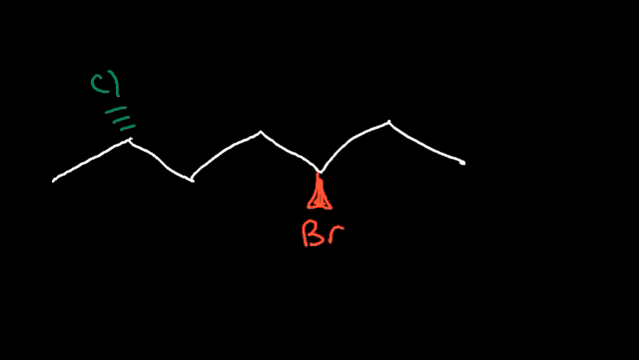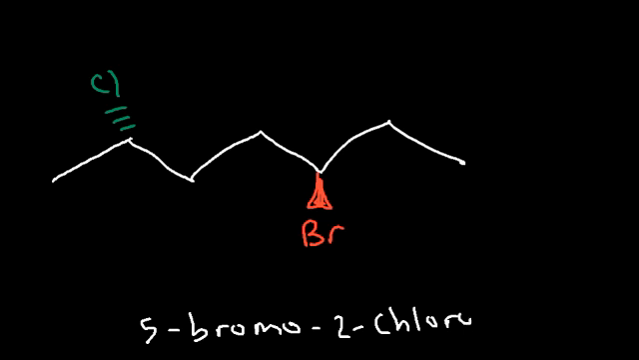So it's 2-chloro. Actually, bromine comes before chlorine. But we still need to count it from left to right so we can still get the lower numbers. So it's going to be 5-bromo-2-chloro. And there's 7 carbons in total, so heptane.